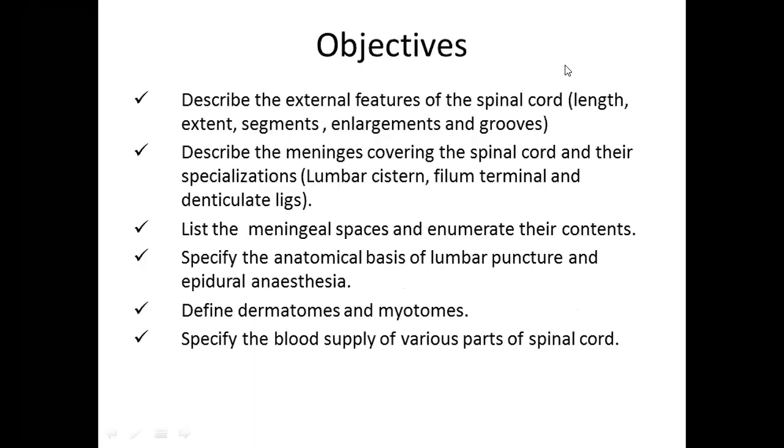Our objectives are: describe the external features of the spinal cord, describe the meninges covering the spinal cord and their specialization, list the meningeal spaces and enumerate their content, specify the anatomical basis of lumbar puncture and epidural anesthesia, define the dermatomes and myotomes, and lastly, specify the blood supply of various parts of the spinal cord.